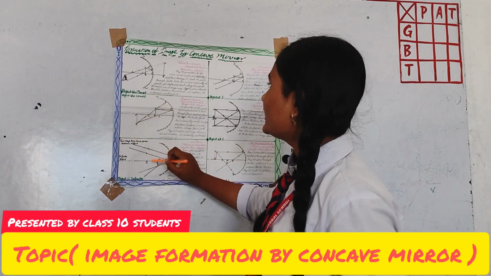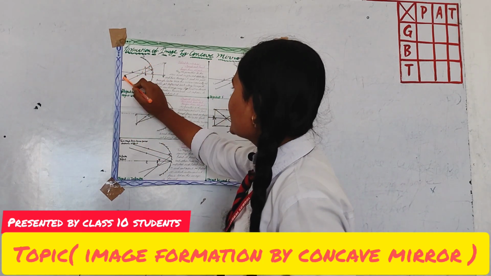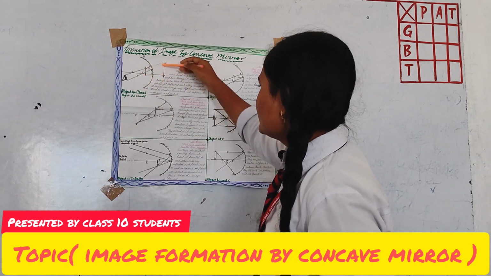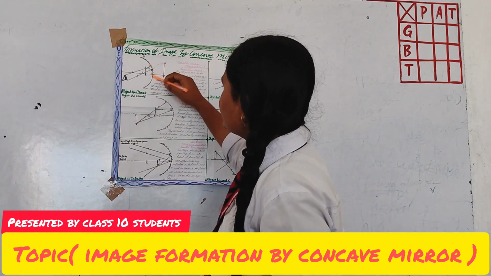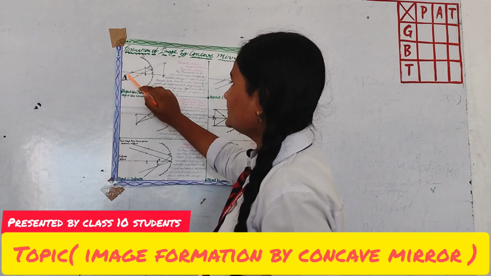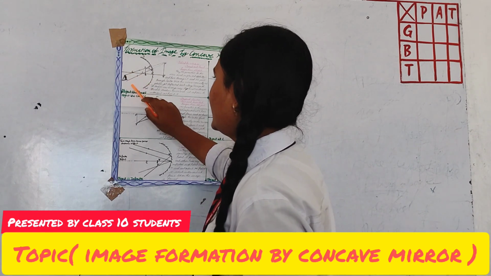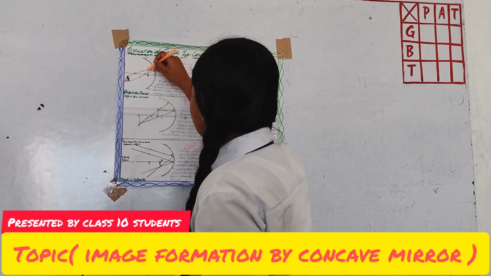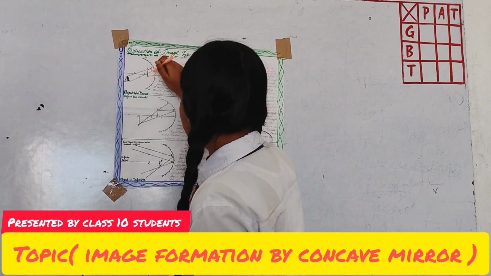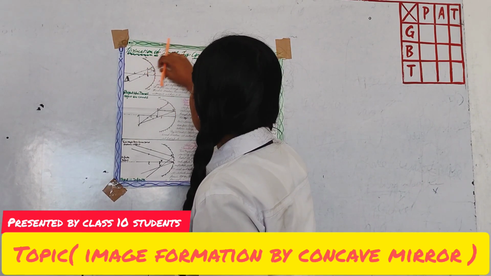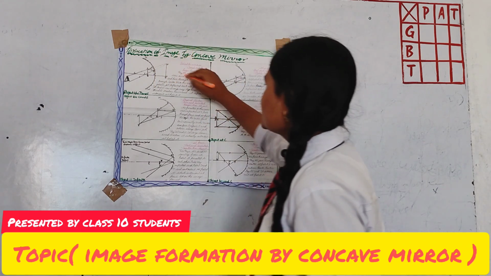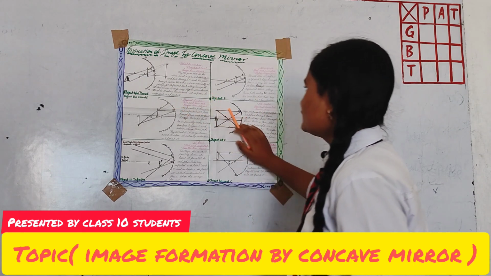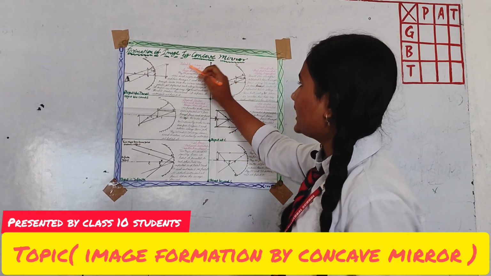And the second ray of light, which is AE, passes through the center of curvature and bounces back along the same path. So we can see that these two rays are diverging rays. These rays do not meet at any point. So we produce these two rays, which are AE and FD, backward. They appear to intersect at point A dash where the image is formed. So the image is formed behind the mirror.